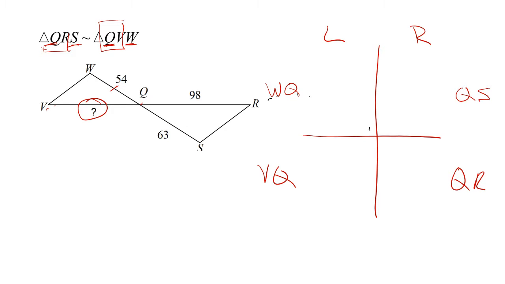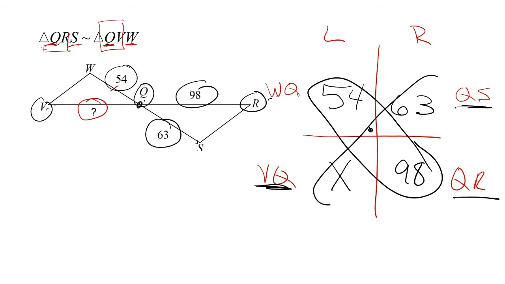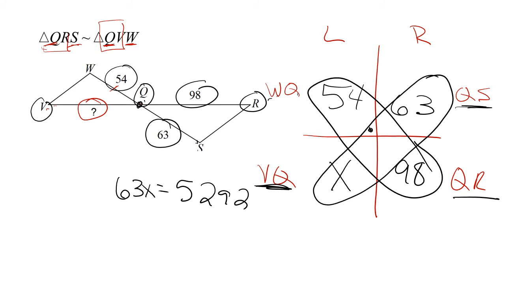So WQ goes into this box. So WQ is the 54. This box is QS. So QS is here. That's 63. Now I need VQ. VQ is here. That is the unknown. And now QR. QR, there it is. That's the 98. So now I do my cross products, and 63 times x is 63x, and that has to be equal to 54 times 98, which is 5,292. Now I divide by 63 on both sides, and I see that x is equal to 84.